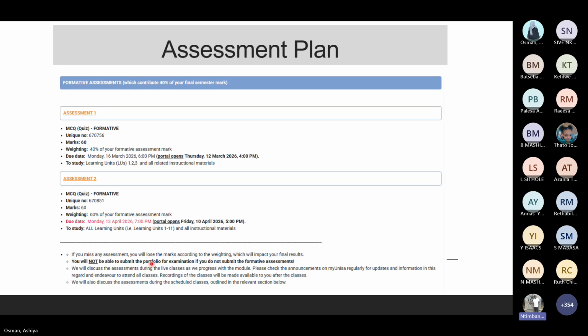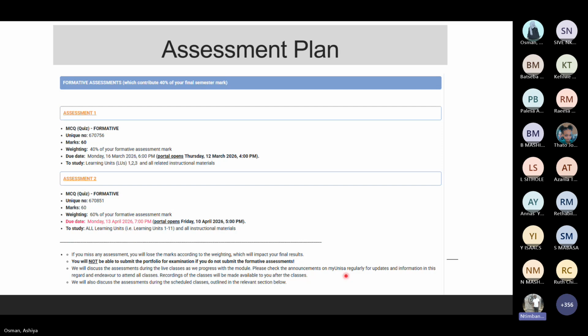To complete this one, you need to have completed all the learning units for this module. If you miss any assessment, you will lose the marks according to the weighting, which will impact your final result. You will not be able to submit the portfolio for examination if you do not submit the formative assessments. Remember, you need to get 40% in order to qualify. We will discuss the assessments during the live class as we progress with the module.